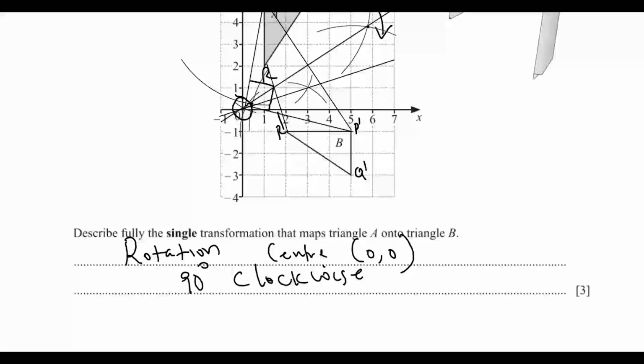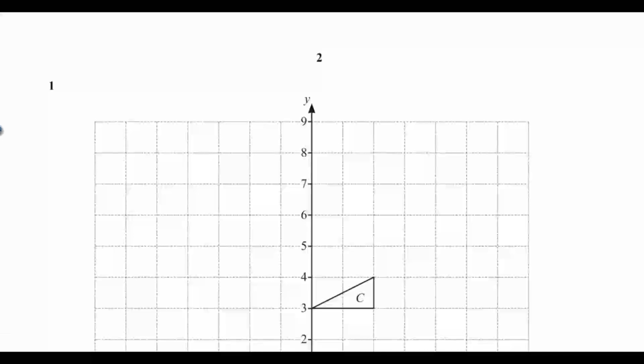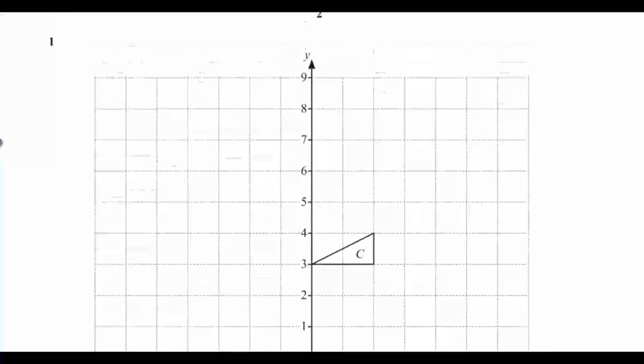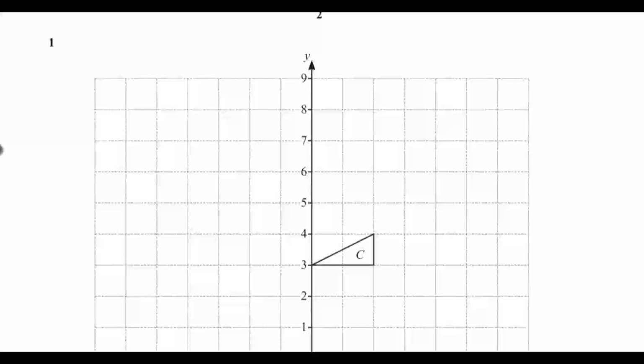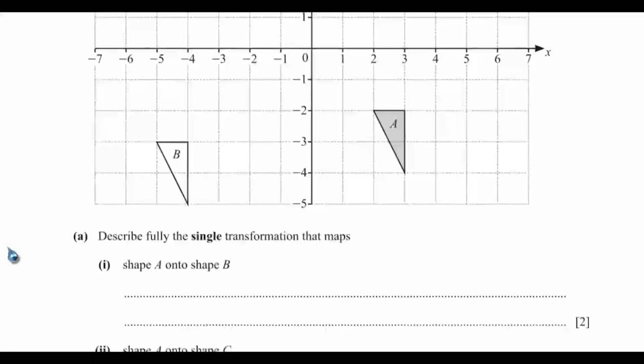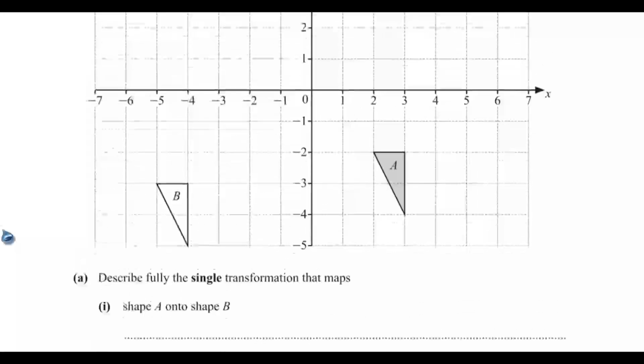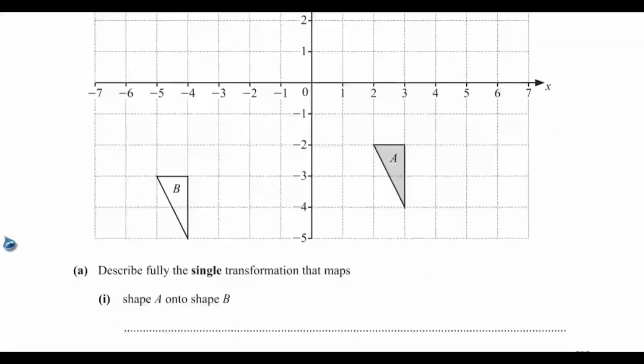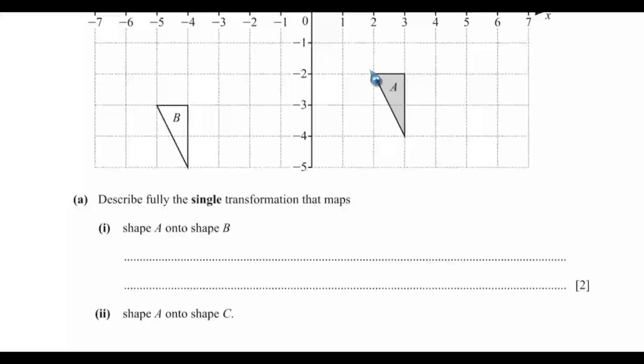Okay, so let's look into another one. This is question 1 of paper 058041, October/November 2023. Describe fully the single transformation that maps shape A onto shape B. Okay, so let's label the shapes. So this is P, Q, and R respectively. If you look at the image, shape B, you have P prime, Q prime, and R prime in this order.